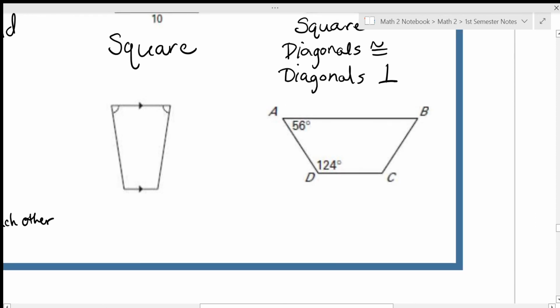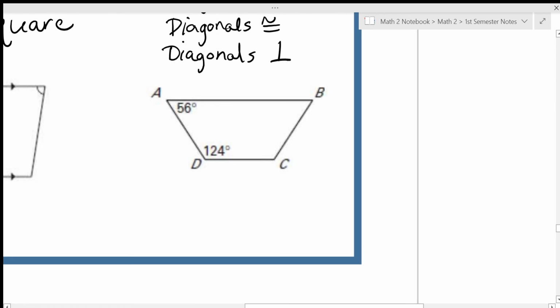Okay, this one is just like the one we did 2 times ago, so I'm not going to do that. Okay, on this one we have 56 and 124, which are supplementary. So we would know that these sides, AB and DC, are parallel, making this a trapezoid.